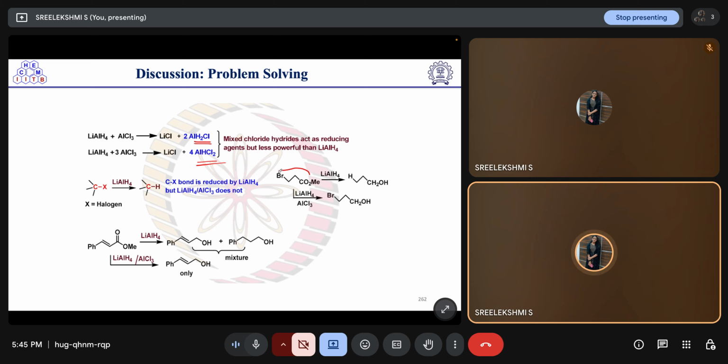If we are treating this particular compound with LAH, it will remove this bromide as well as reduce this ester to give this alcohol. Then if we are using LAH and AlCl3, it will only reduce this ester without affecting this bromide.